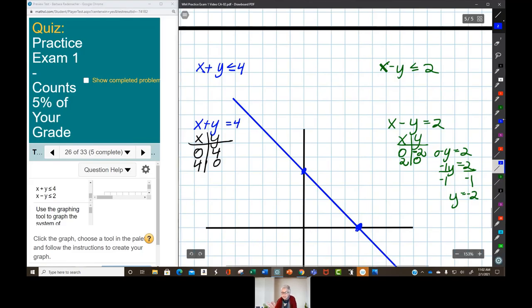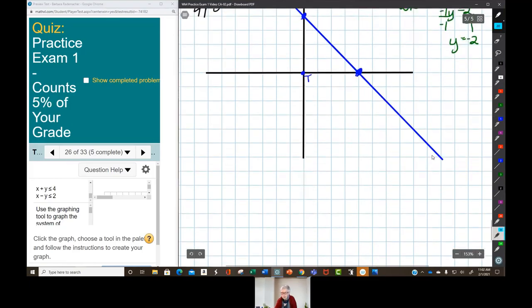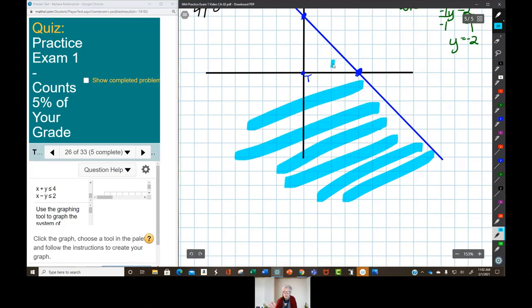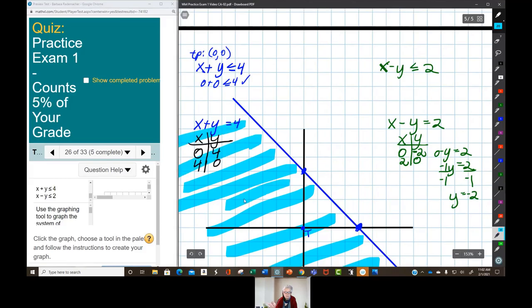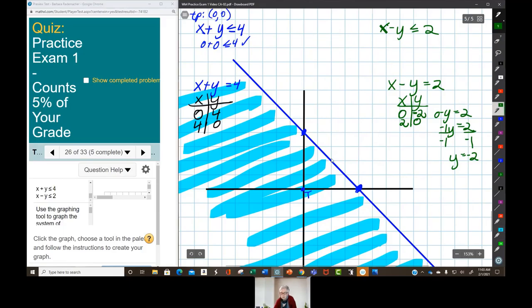So if I can choose, and I can, 0, 0 is my test point. Then we'll have 0 plus 0 is less than or equal to 4, which is true. 0 is less than 4. So I'll shade in the direction of the true. Okay. Now, the point 0, negative 2 is down here, and the point 2, 0 is here.